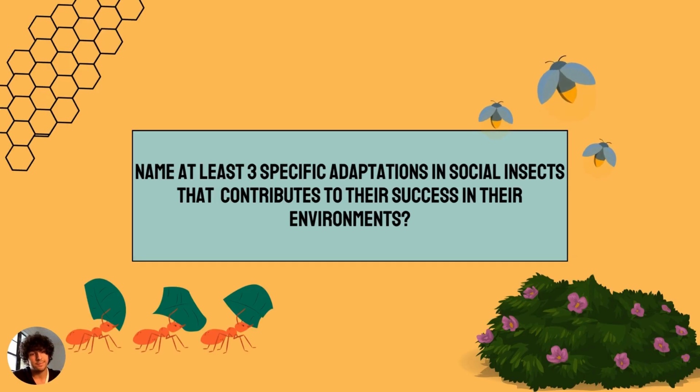So, as I mentioned before, I have mentioned some specific adaptations in social insects that contribute to their success in their environment. So if you can put three of them in the chat, and you are correct, I will eventually and probably sell you $1. Probably.